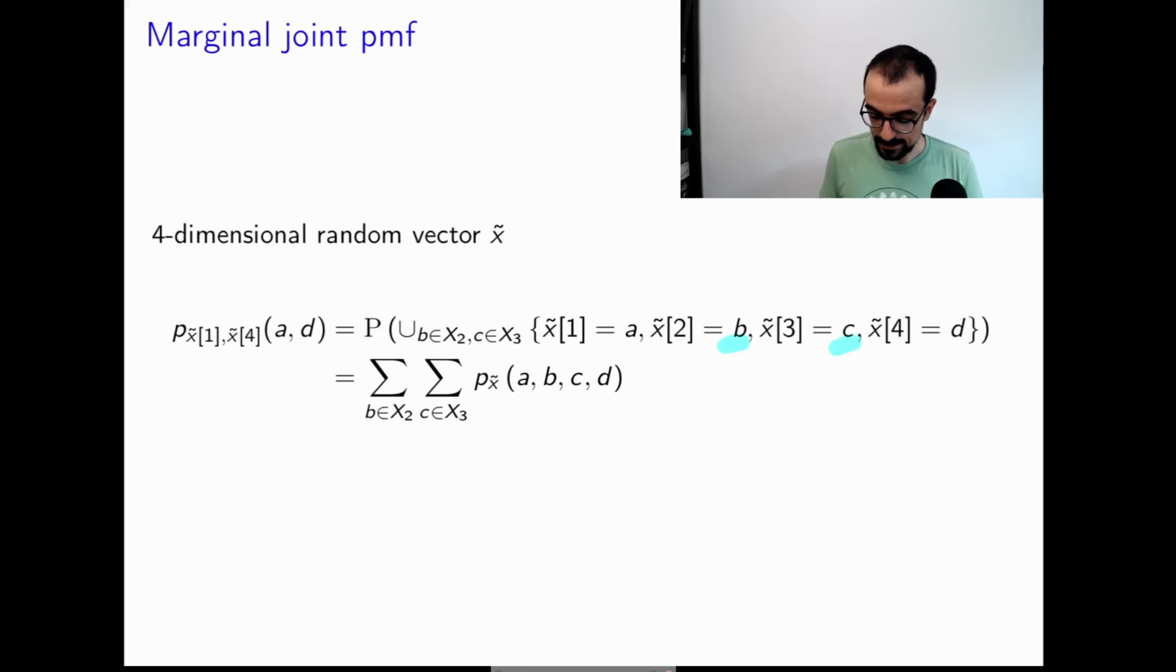You take the random variables that you don't care about, in this case the second and third entries, and you sum over them. Here x2 and x3 just represent the range of the second and third entry, all the possible values. Okay, so we're going to look at an example. Maybe I escaped too quickly from that slide. I just want to remind you, you're interested in the first and fourth entry, you sum over the rest, over the second and the third.